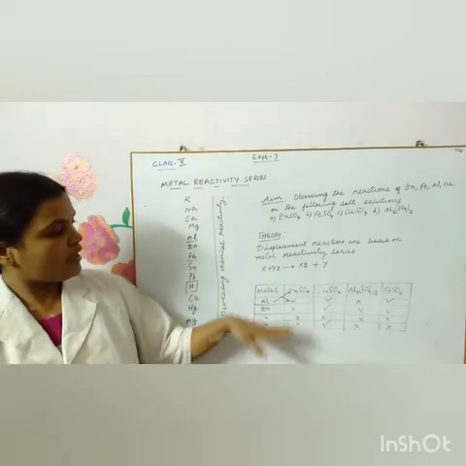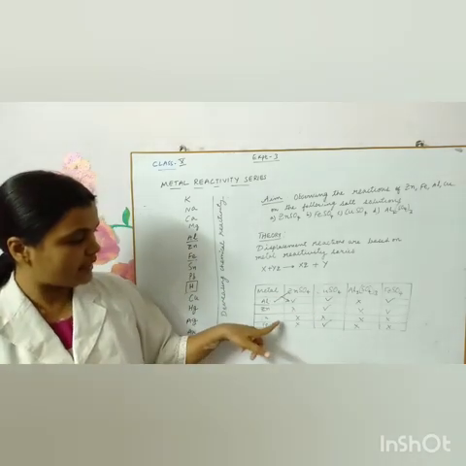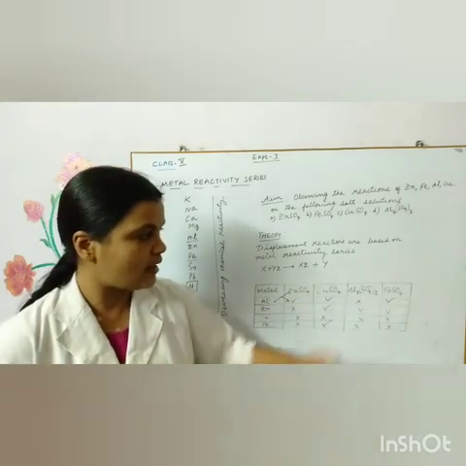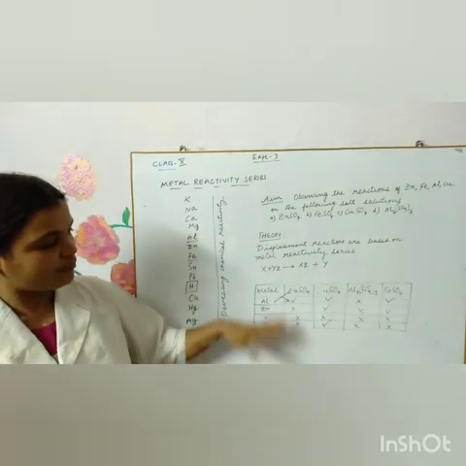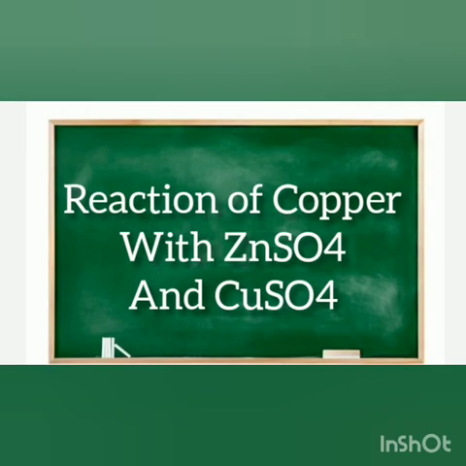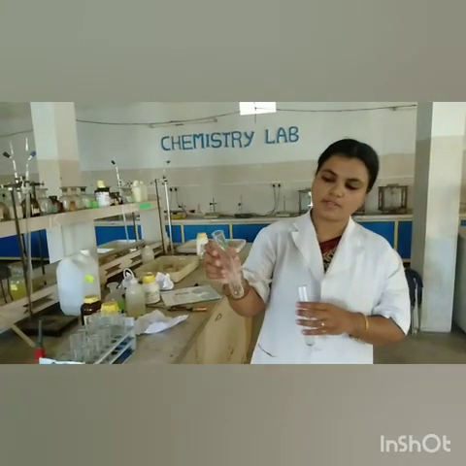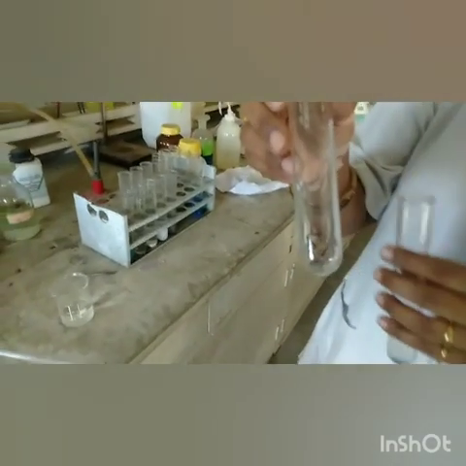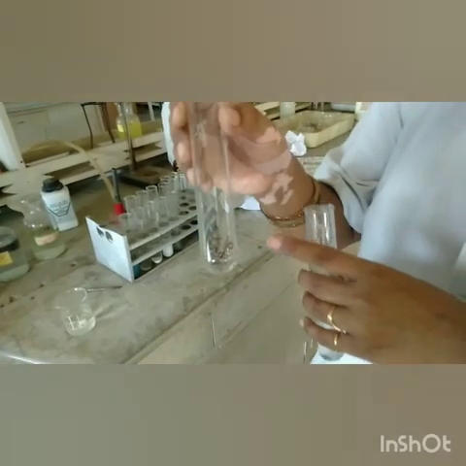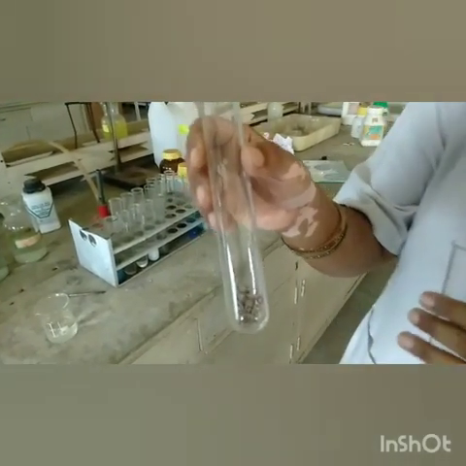Okay. So based on the observation, just let us see one more reaction of copper with zinc sulfate and the copper sulfate solutions, and then we will see how to write the result. So as you can see, these are the copper turnings, children, and we'll be using them to find out its reactivity. We'll make it react with three salt solutions: zinc sulfate, iron sulfate and copper sulfate, and let us see what is the reaction.